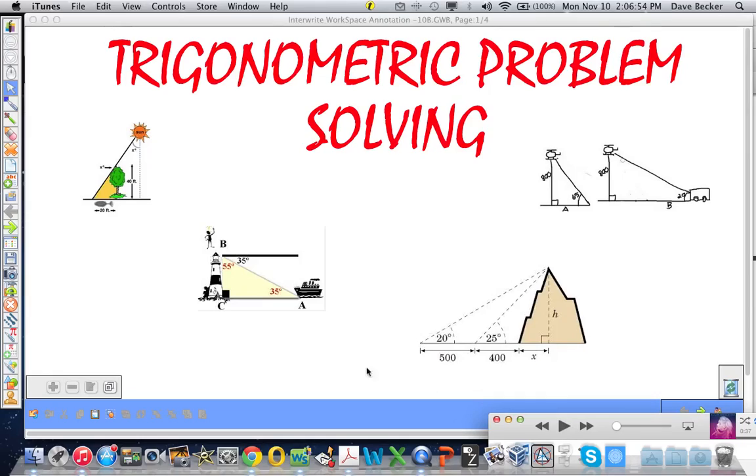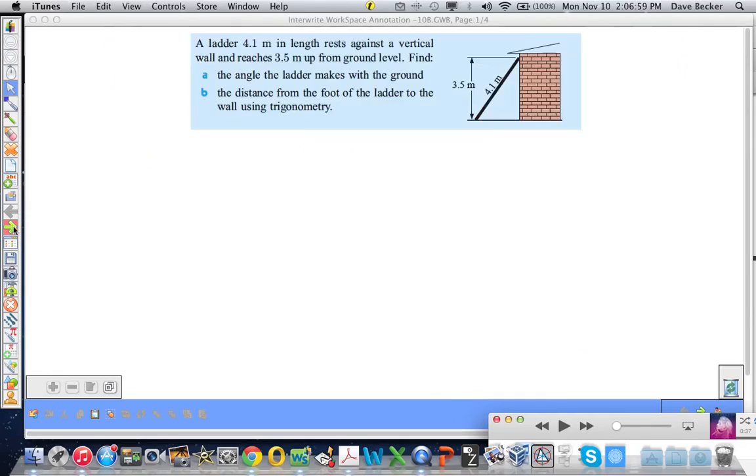Thank you, Miss Ellie Golding. Here's some nice examples of some trig drawings. I bet you can't wait.